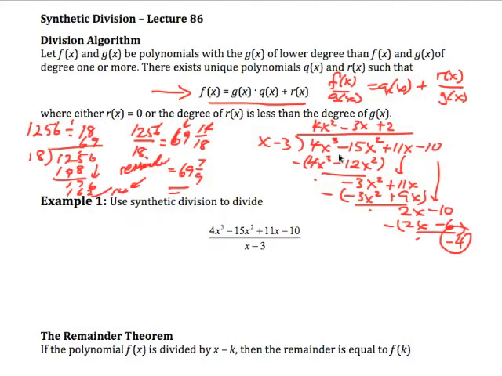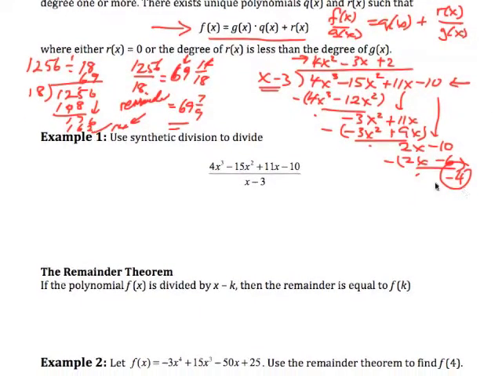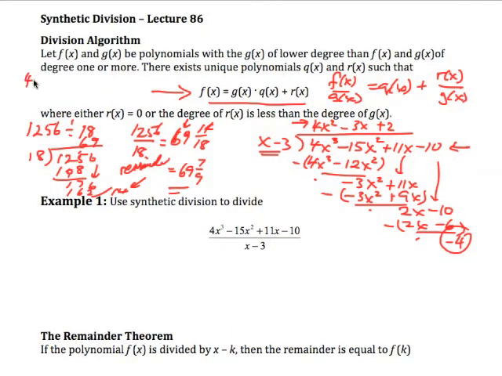So in other words, what I'd have here is that this particular polynomial is equal to this polynomial times this polynomial with a remainder of negative 4. So up here what I'd have is 4x cubed minus 15x squared plus 11x minus 10 is equal to x minus 3 times 4x squared minus 3x plus 2, and subtract 4. So that's the division algorithm.